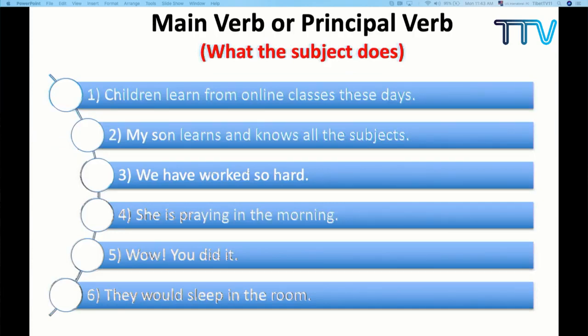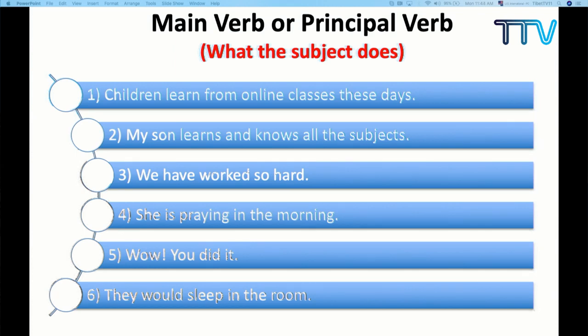Now, let us do the main verb or principal verb. Which is that principal verb? What does it do? It tells us what the subject does. Now, here are some examples. I want you to look at all these sentences. You read this, and while you read, I want you to identify the verbs in it.